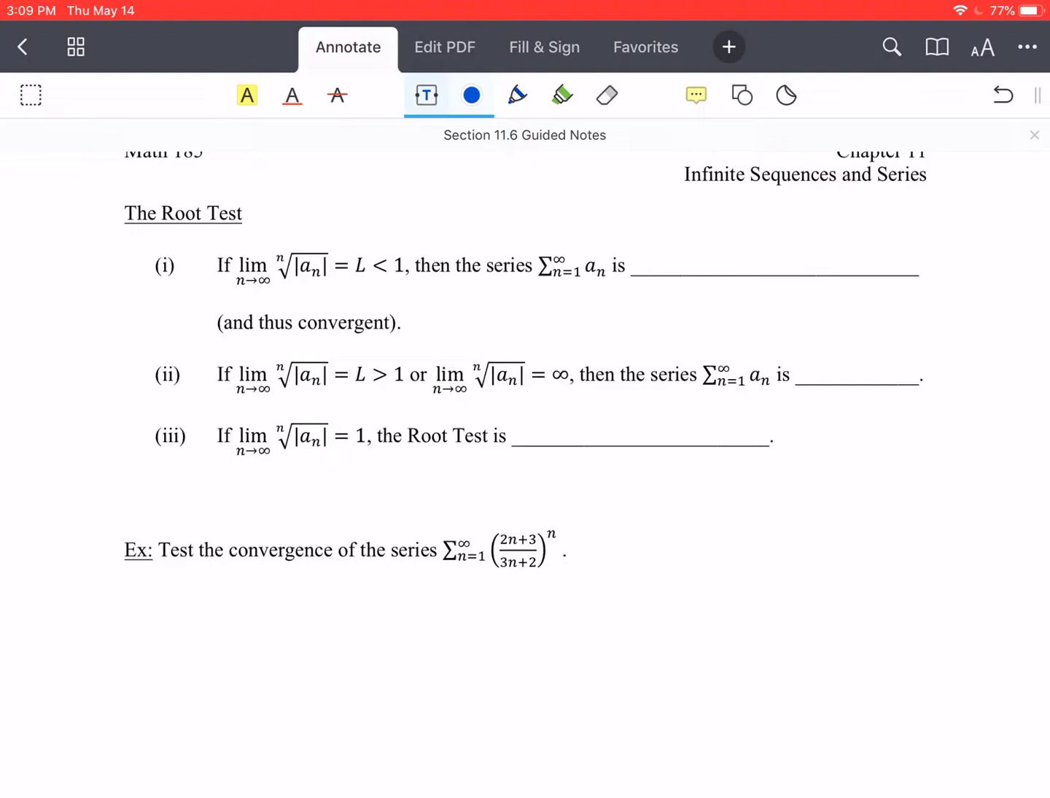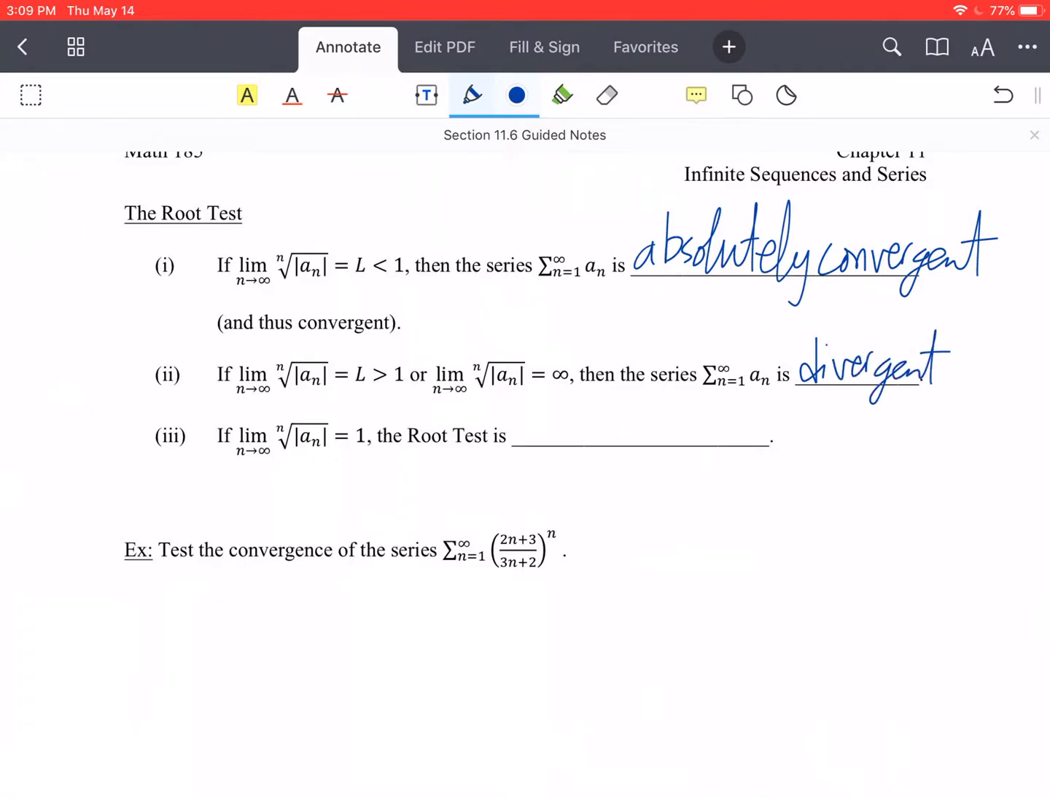absolute value of a sub n, if that is less than 1, then the series is absolutely convergent. If that limit is greater than 1, then the series is divergent. And if the limit equals 1, then the root test is inconclusive.